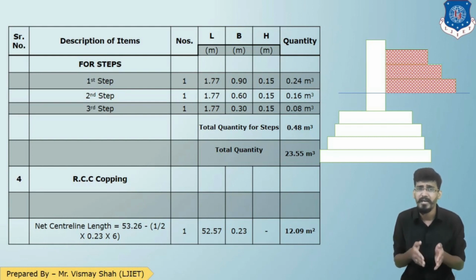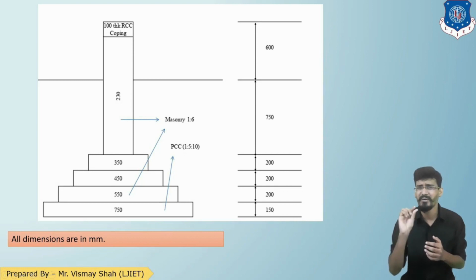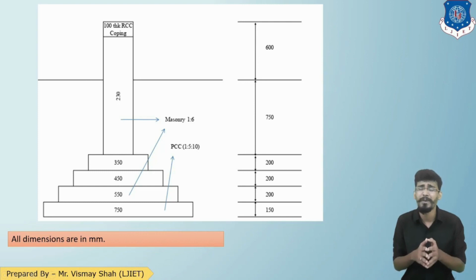Now this quantity is to be added into the previous quantity of 23.07. So we'll get the total quantity as 23.55 cubic meter. Now the last quantity is of RCC coping. General RCC coping is a band of RCC in between the wall. As you can see in the section, there is a 100 mm thick RCC coping, but students, RCC coping is calculated in meter square quantity.